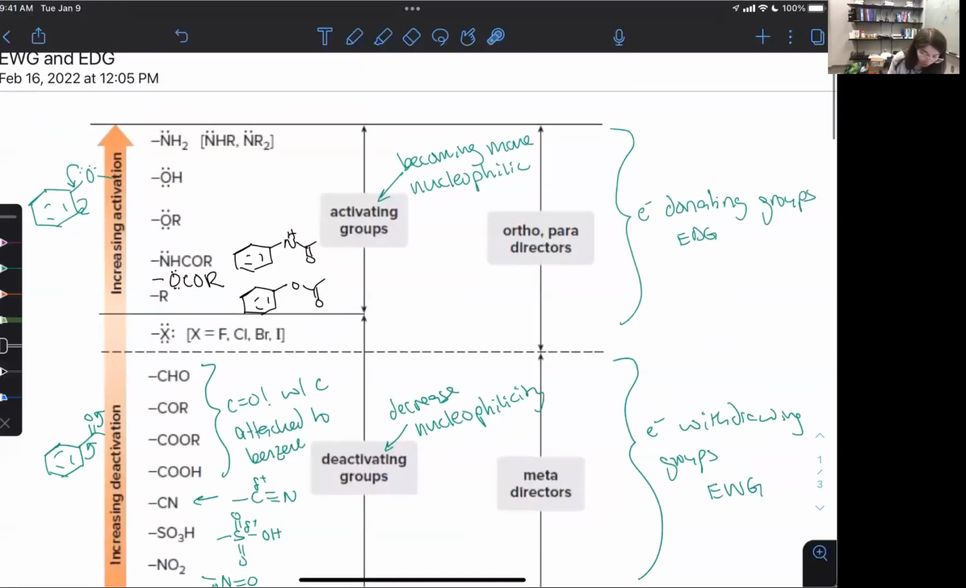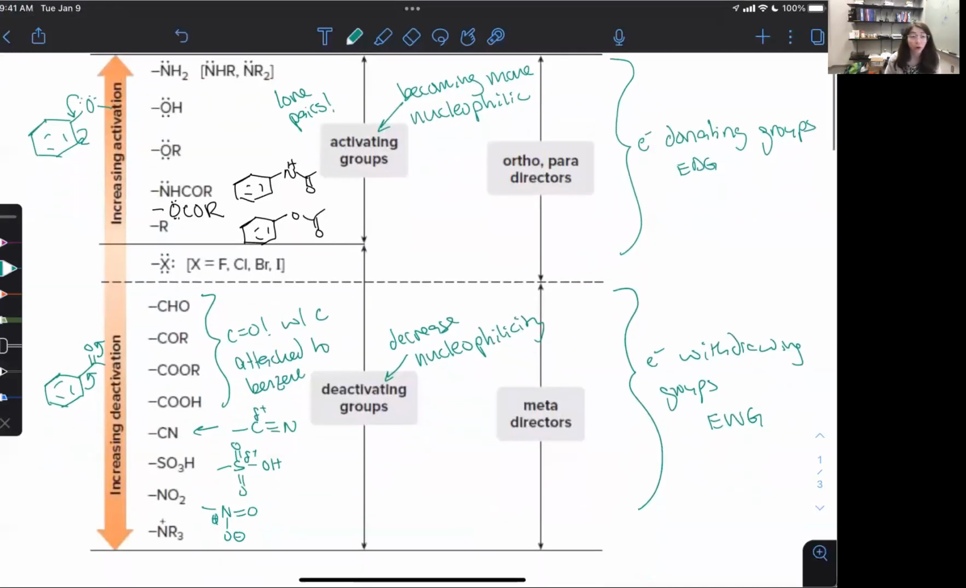For activating groups, we're generally going to look for lone pairs. For the deactivating groups, often it's going to be a carbonyl of some type, but you're looking for delta plus atoms right next to the ring. Those are the patterns that we're going to look for in determining what's going to be a meta director, what's going to be an ortho-para director, and all that jazz.